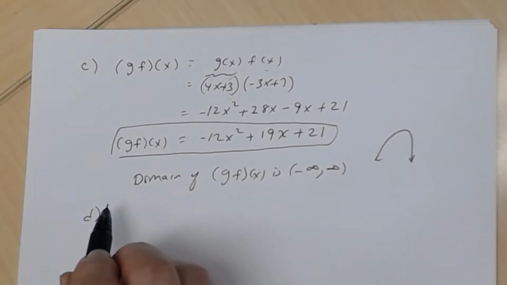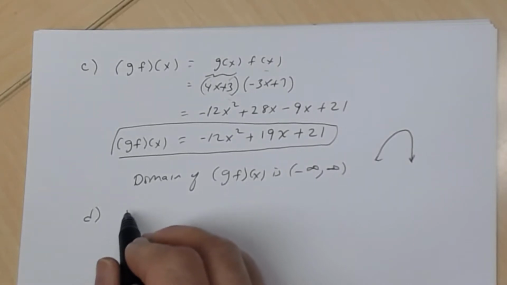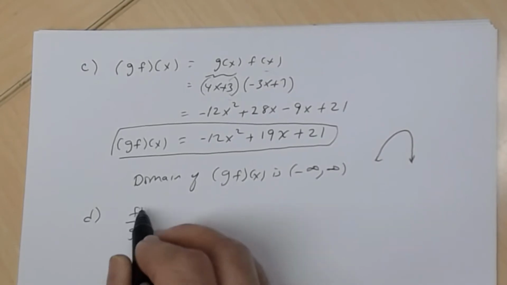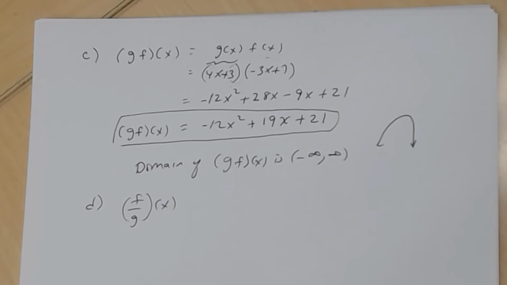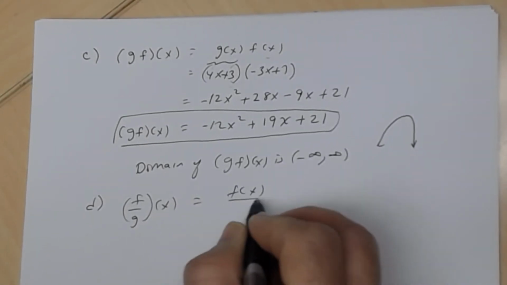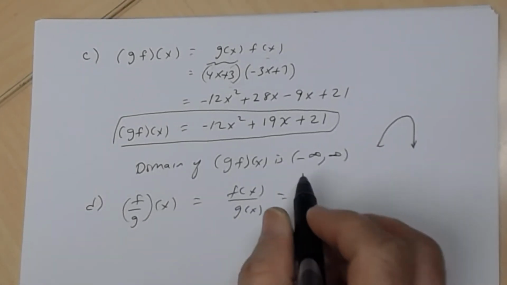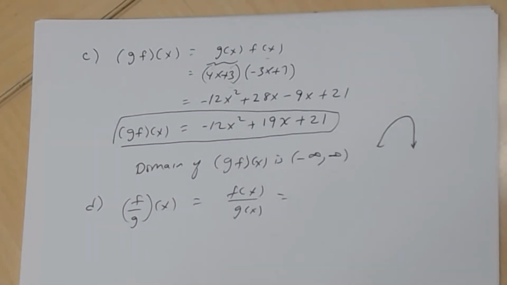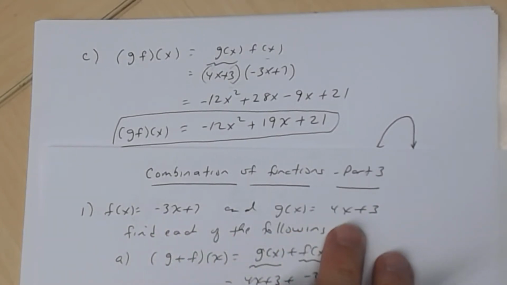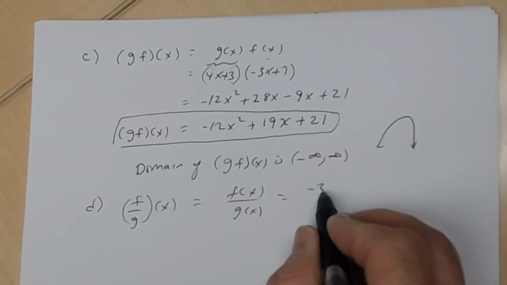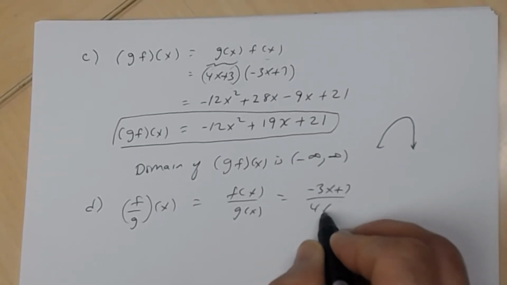Now let's look at D. So when we look at D, this is going to be our quotient. So let's say I want to find f divided by g at x. By definition, remember, by definition, that means f of x divided by g of x, right? Okay. And so f of x, remember, in this case is this right here, negative 3x plus 7, and g of x is 4x plus 3. So I have negative 3x plus 7 divided by 4x plus 3.